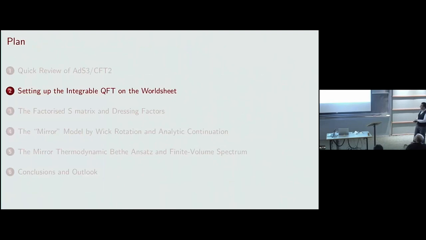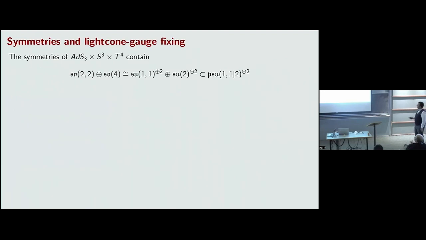So how does the integrable quantum field theory look like? Let's start from the symmetries. AdS3 has an SO(2,2) symmetry. The sphere has an SO(4) symmetry. T4 has a bunch of U(1) symmetries that I don't care about for the purpose of this talk. And of course, SO(4) factors into two SU(2)s, and so does SO(2,2) into SU(1,1). And the nice way to fit this into a superalgebra is actually into two copies of PSU(1,1|2). These copies have the interpretation of left and right supersymmetries of the dual conformal field theory, the famous (4,4). And indeed, they have 8 real supercharges each.